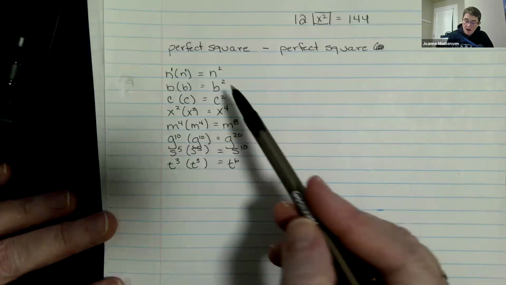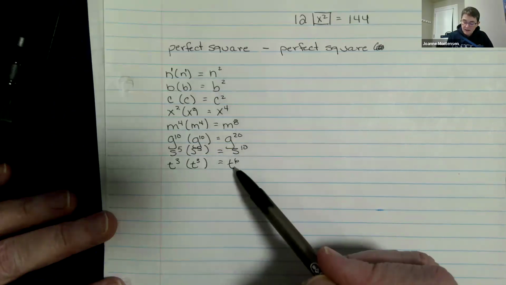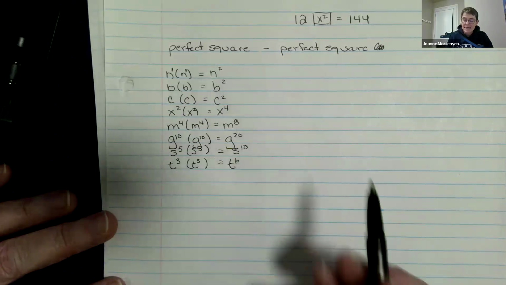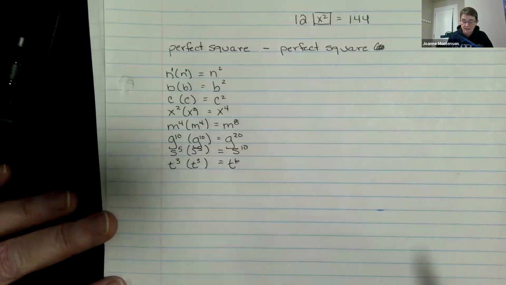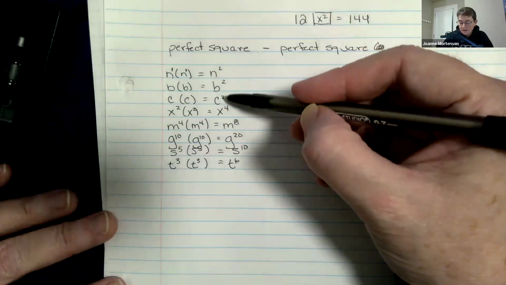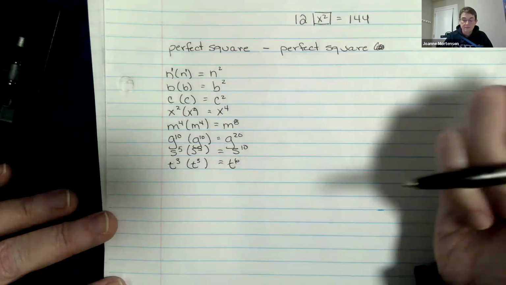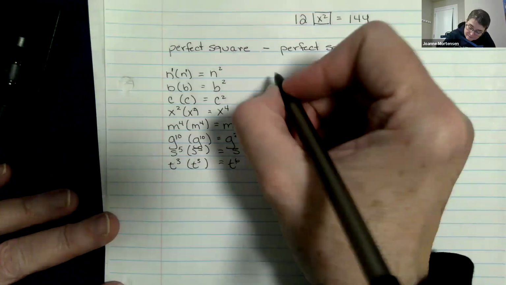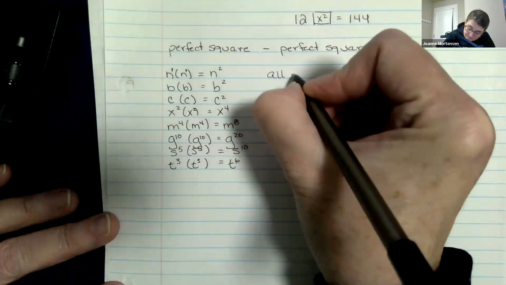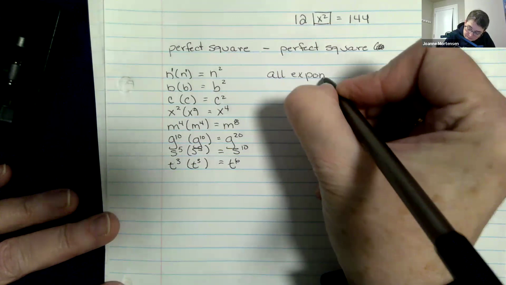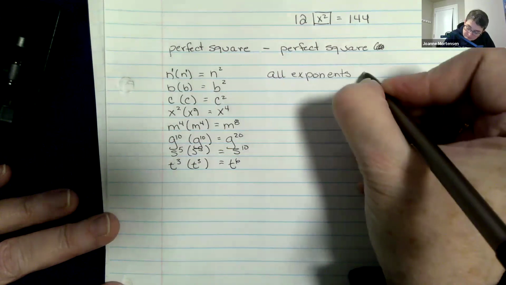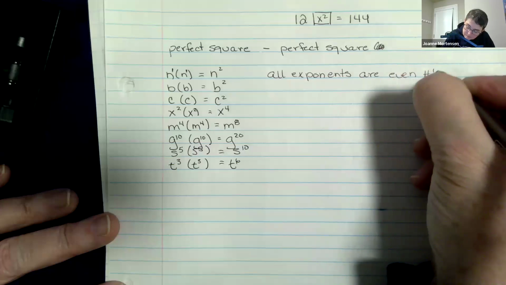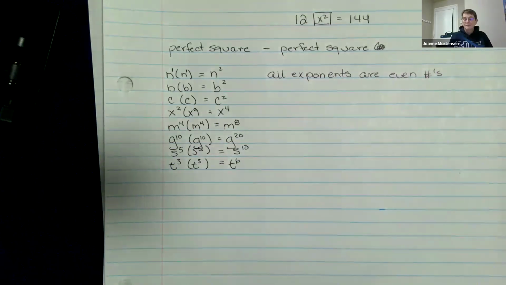Okay, so all of these are squared terms. Because remember, squared is something times itself. It doesn't necessarily have to happen to, but it usually does. What do you notice about all these exponents over here? Yeah, they're even numbers. That's how you know it's a perfect square.